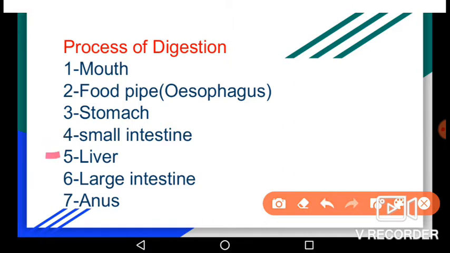Liver. The liver produces juices that play an important role in the digestion of food. Large intestine: it holds the food that cannot be digested, absorbs water from it, and forms waste called feces. The last step is the anus, where feces are removed from the body through this organ.